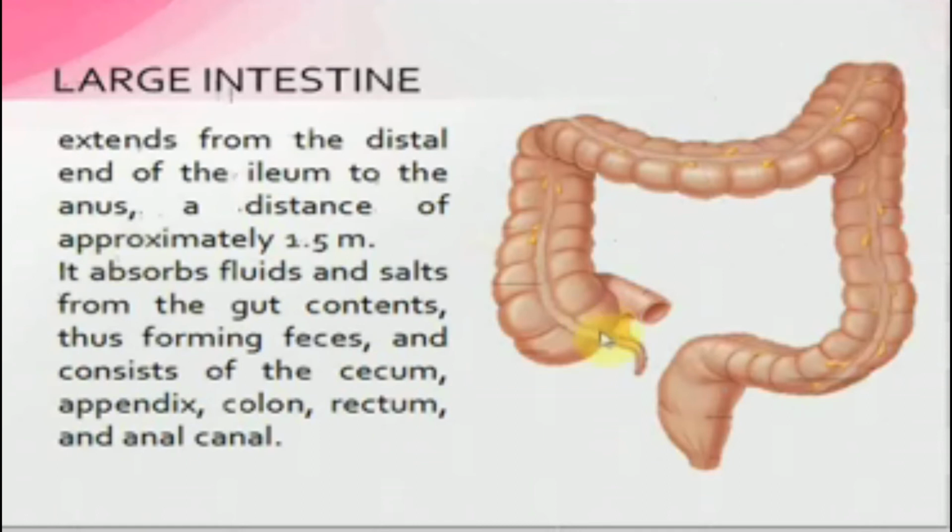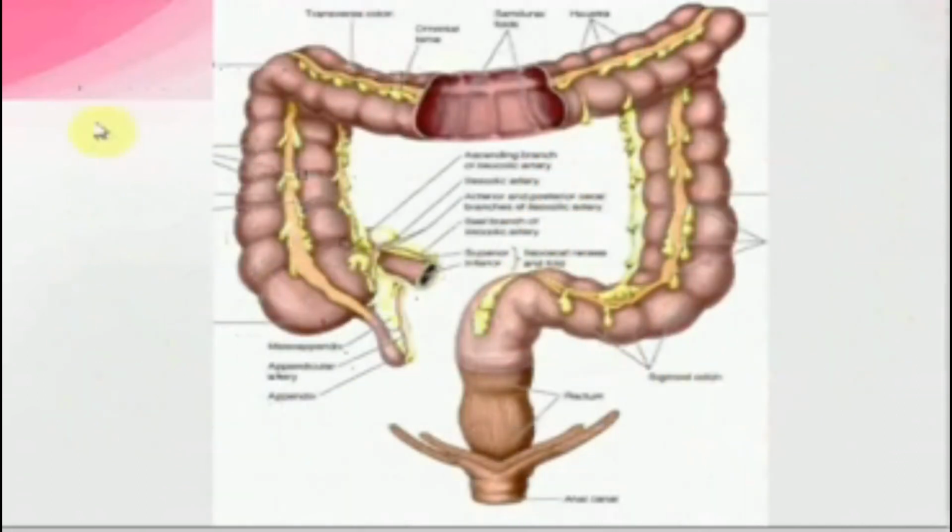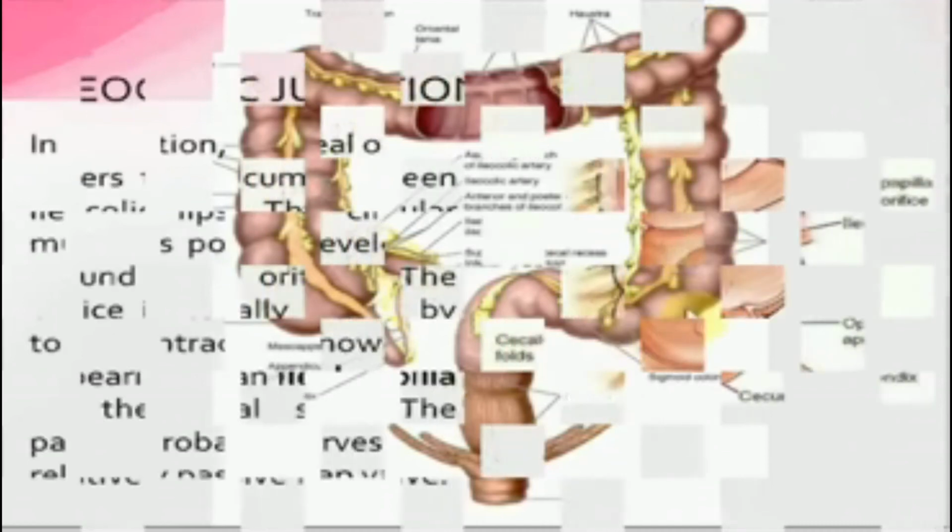The large intestine extends from the distal end of the ileum to the anus, a distance of approximately 1.5 meters. It absorbs fluids and salts from the gut contents, thus forming feces, and consists of the cecum, appendix, colon, rectum, and anal canal. The large intestine can be distinguished from the small intestine by omental appendices, small fatty omentum-like projections; taeniae coli, 3 distinct longitudinal bands: mesocolic taenia, omental taenia, and free taenia; haustra, sacculations of the wall of the colon between the taeniae; and a much greater caliber.